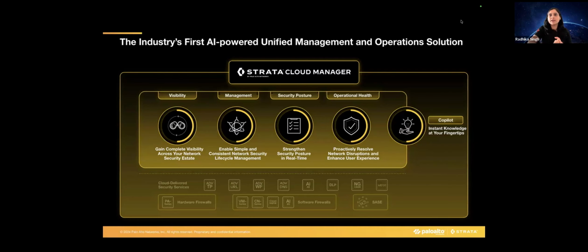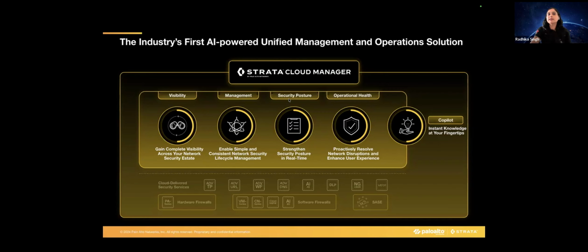Then the second pillar is management. It is the first time that you can manage your policies and all the configuration across all the enforcement points through a single panel. And the best part is you can write one policy and enforce it everywhere. You can enforce it on Prisma Access, on the firewalls, everywhere, which streamlines your policy configuration management as well as reduces your operational overhead.